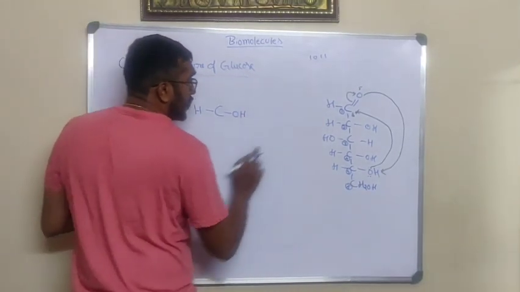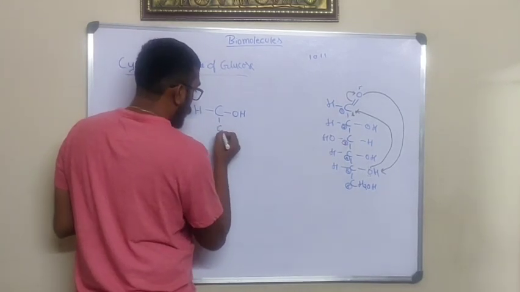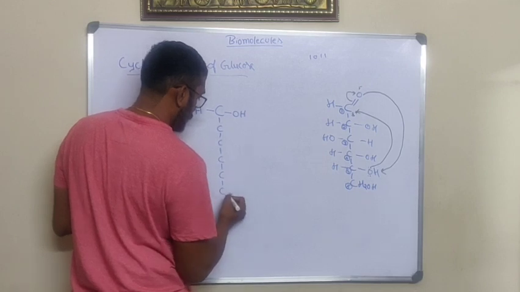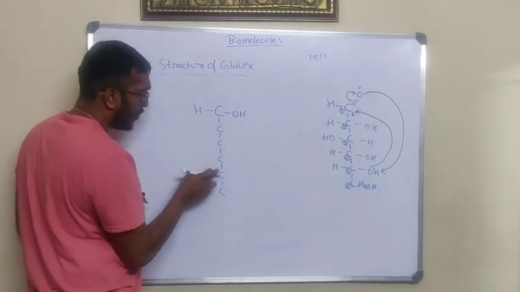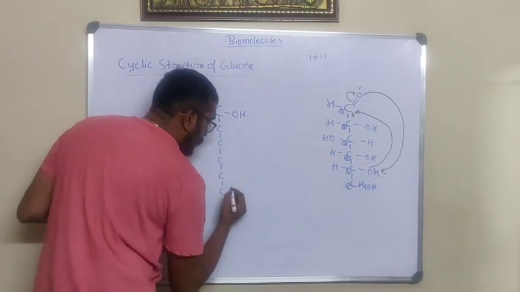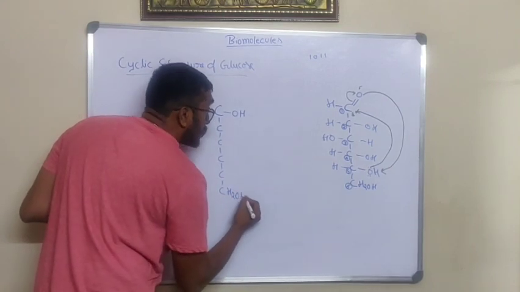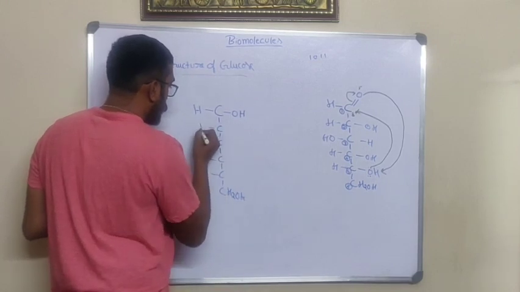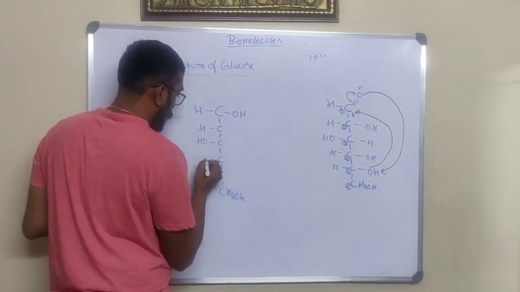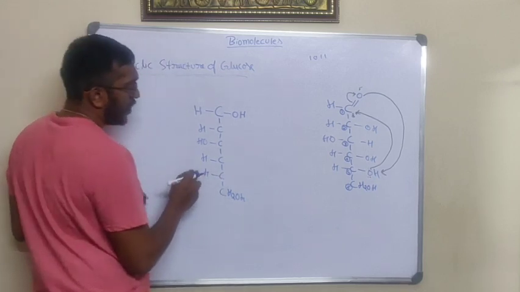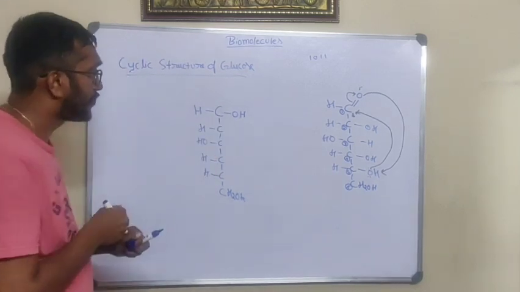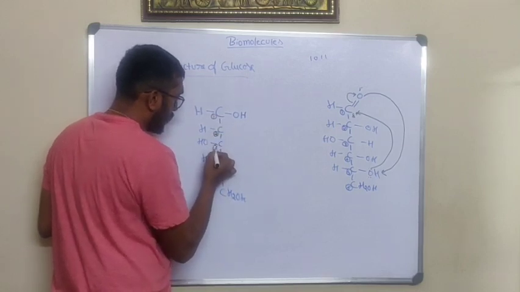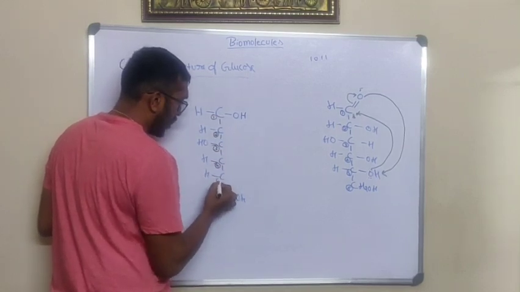Clear? So bond 1, 2, 3, 4, 5, 6. Okay, the last carbon atom will be what? CH2OH. What is the formula? 1011. So I am going to write it here: 1, 0, 1, 1. So this is carbon number 1, correct? This is carbon number 2. Carbon 3, carbon 4, carbon 5.